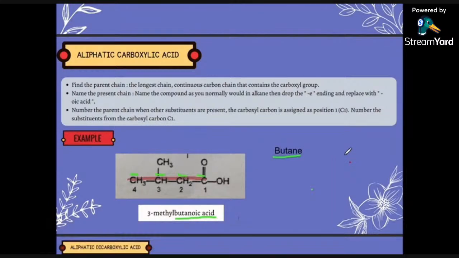Number the substituents from the carboxyl carbon 1. So nombor 3 ni, kita tulis nombor bermula dengan karbon yang attach dengan carboxyl group, iaitu karbon ini. Tulislah nombor 2, nombor 3 dan nombor 4 supaya senang untuk kita tulis nama bagi yang ada cabang ni.